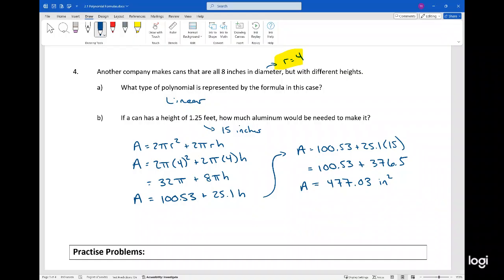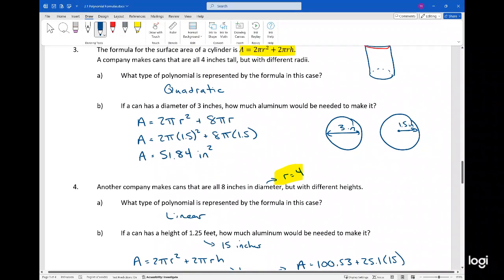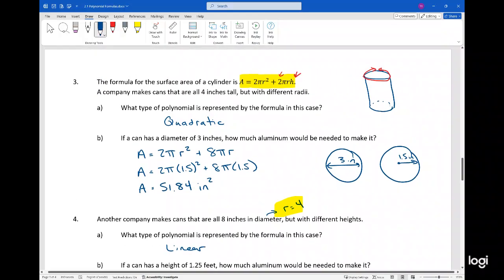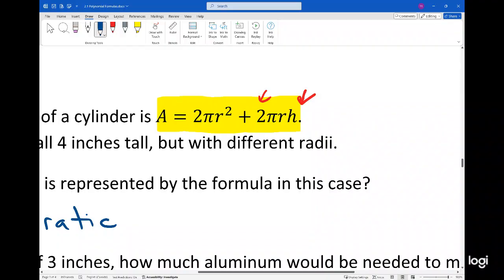Okay, so I want to point out that we had two different companies here that made different cans, but they're both cylindrical. One just keeps the radius constant, one keeps the height constant. And in one case, we got a quadratic function. In one case, we got a linear function. So going back to the original equation there, this is where it gets weird. Is that a quadratic function or is it a linear function by the way it's written now? And the answer is without specification, it's neither.